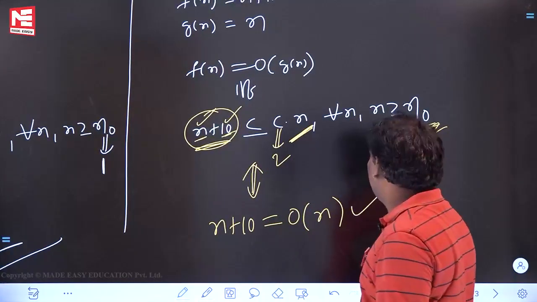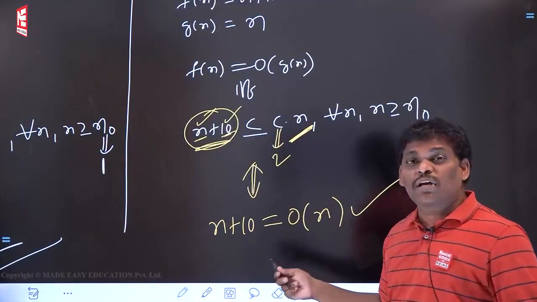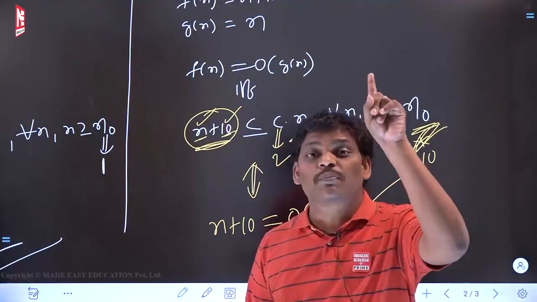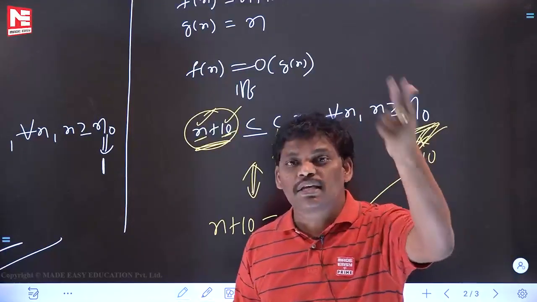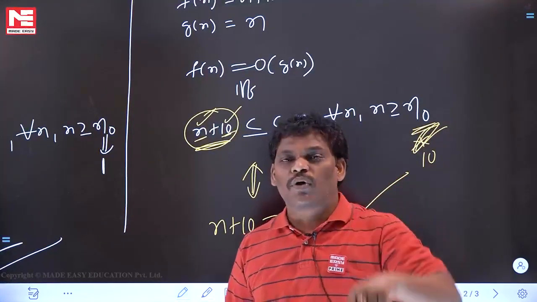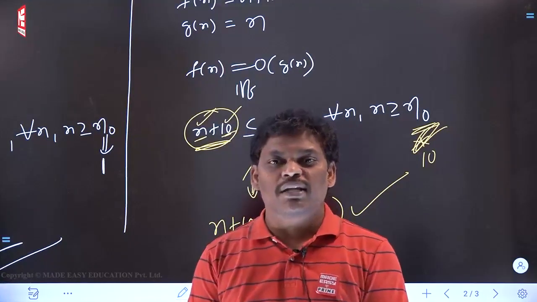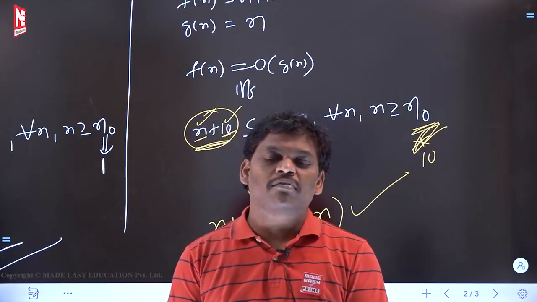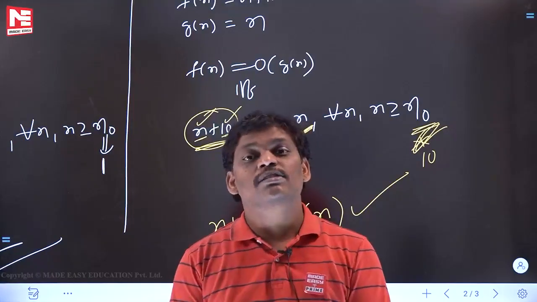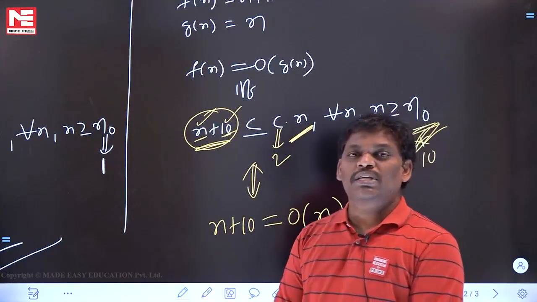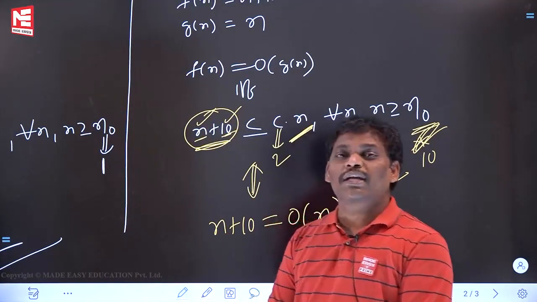Can you say what the meaning of this line is? The meaning of this line is comparing N plus 10, N is bigger after taking C's help. You have to say this line also. What is the meaning of N plus 10 is big O of N? It is nothing but N is bigger compared with N plus 10 after taking C's help. What C value did you take? 2 I took. What is the N0? 10.